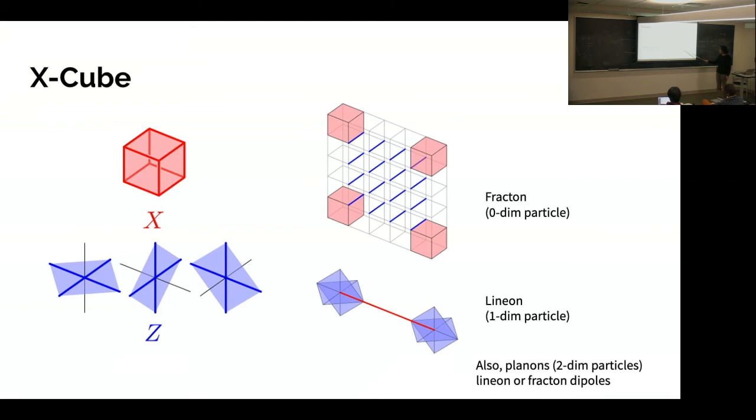You can also have what I call a line-on, which is a one-dimensionally mobile particle. If you add x's along a line, this anti-commutes with a pair of z's at its two endpoints, and so this can move along the line, but if you try to turn, it'll end up leaving some excitation behind at the turning point. So this is what I call a line-on. You can also have plane-ons that move along planes, and these can be constructed as a pair of fractons or a pair of line-ons.